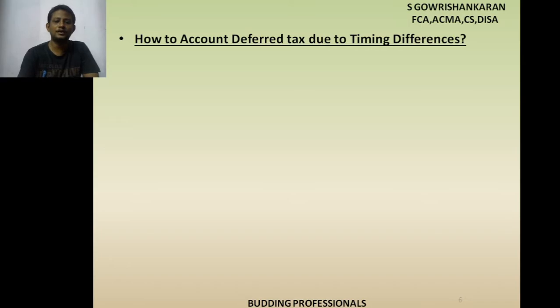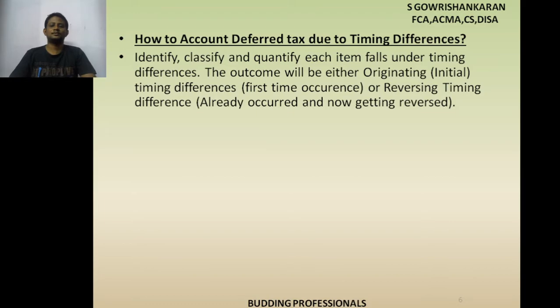Okay. How to account deferred tax due to timing differences. So we have to identify the nature of the item first of all. That is what is given here. Identify, classify and quantify each item that falls under timing differences. The outcome will be either original, that is initial timing differences, first time occurrence, or reversing timing differences, already occurred and now getting reversed. So what they are trying to say is, first you identify the nature of the item, whether it is allowed fully or whether it is not allowed.